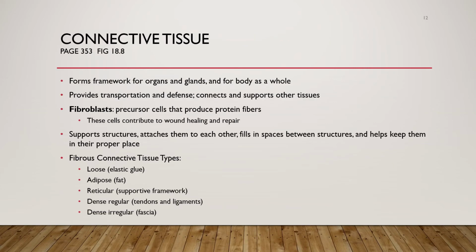Our next type of principal tissue is connective tissue, so supporting and transporting and defending our body. The picture that goes along with these types of connective tissue is on page 353, and you can just see this is our bone, this is our cartilage, this is our adipose tissue, our fat tissue. So all these different types of connective tissue, which are really supporting and holding up our entire body.